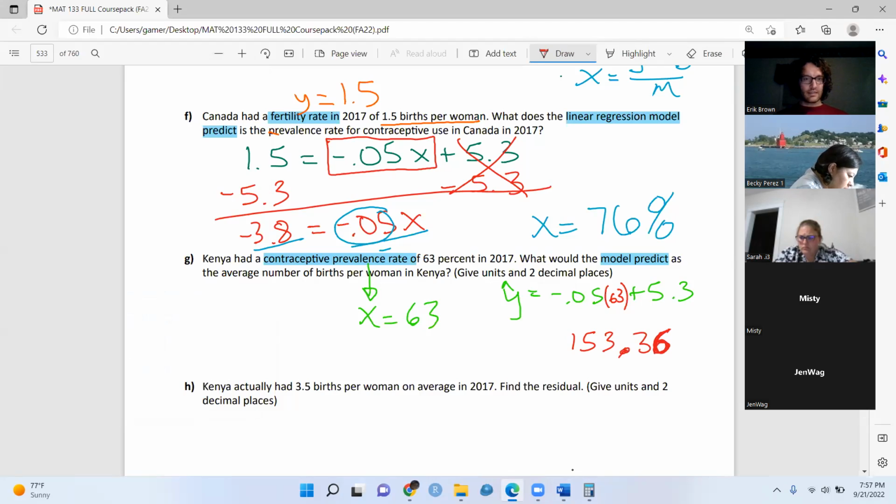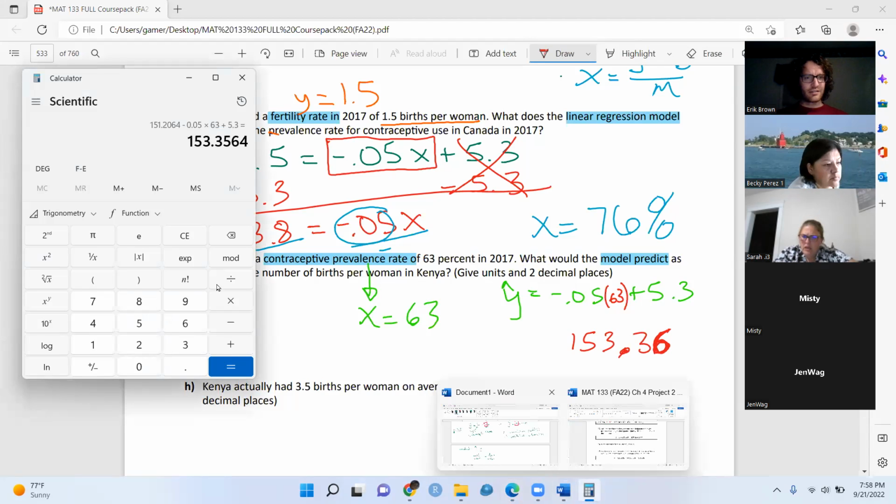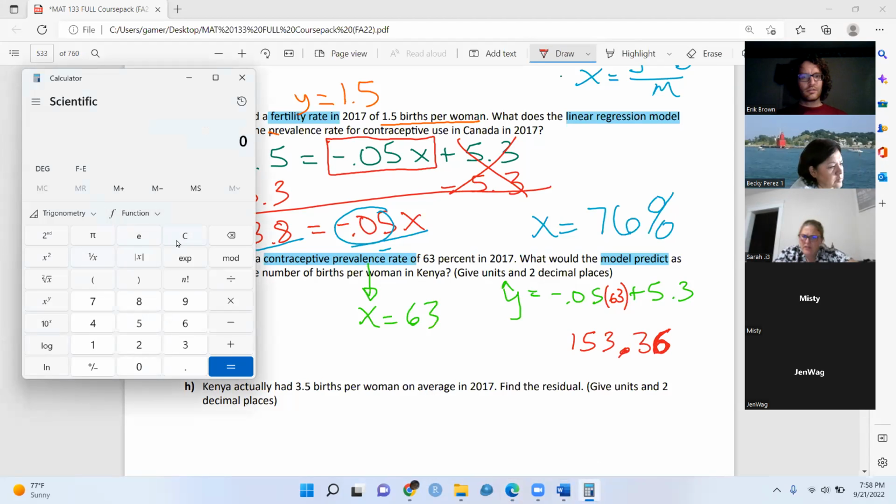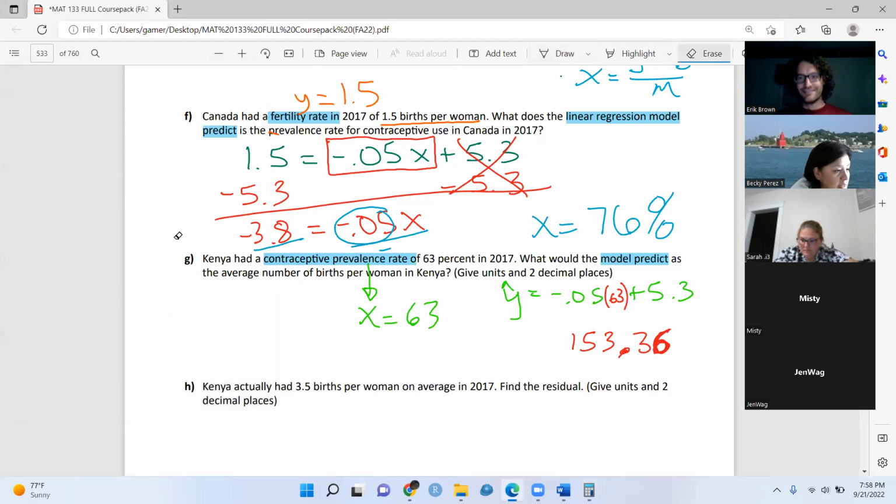And this is, I did something wrong because that number is insane. Yeah, how is it 153 and I got 2.15? Because of how I typed it in my calculator. You know what that's saying? That's saying that there's 153 births per woman. Yeah, right? Even I know that's not the correct response. Okay, 2.15. That feels a lot better.